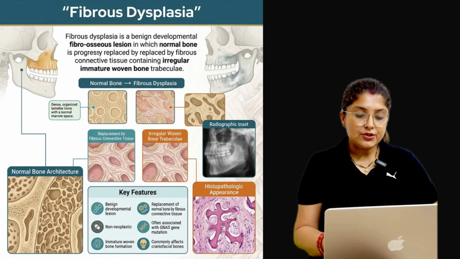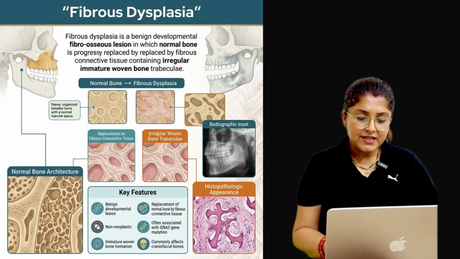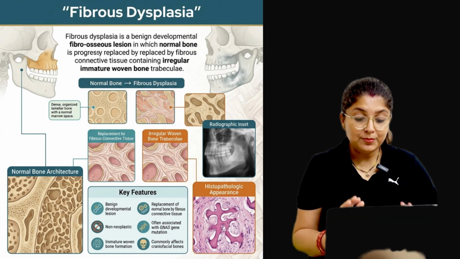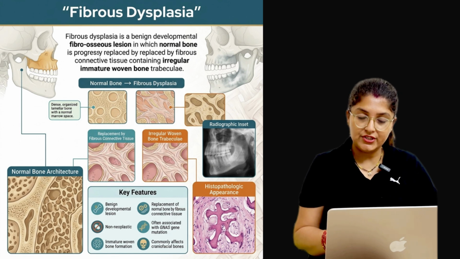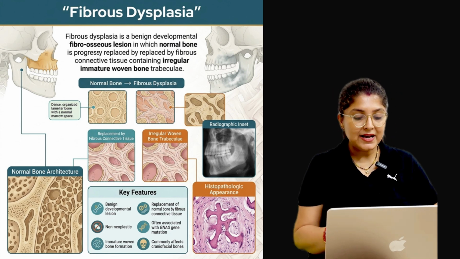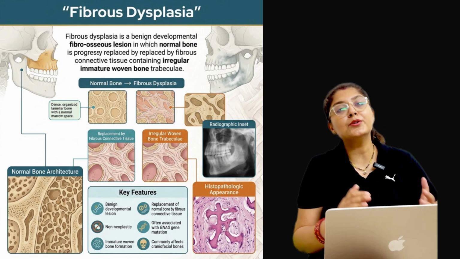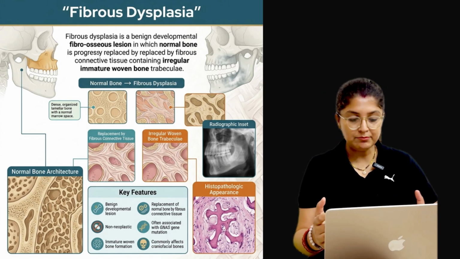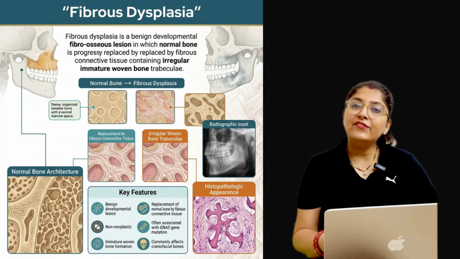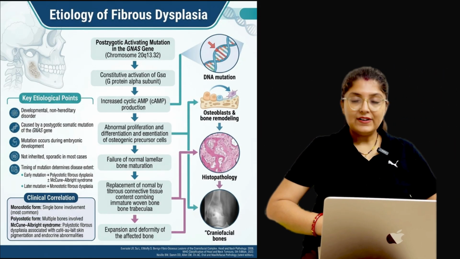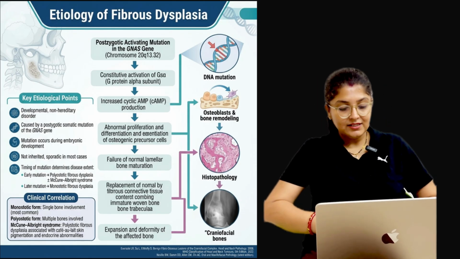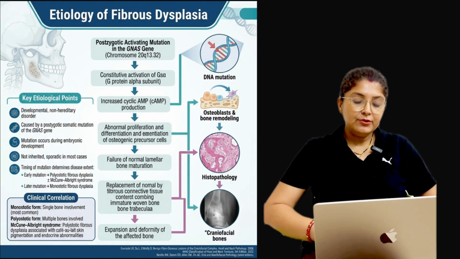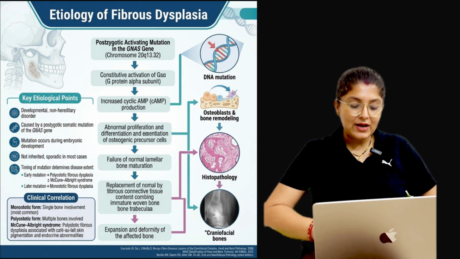Now according to Waldron, fibrous dysplasia is believed to be a non-neoplastic hamartomatous developmental lesion of bone of unknown origin, alright, and it is characterized by replacement of bone with fibro-osseous tissue. Okay, again very simple. Now this was the definition of fibrous dysplasia. Now let us talk about the etiology of fibrous dysplasia. So the exact etiology is unknown, but usually it occurs by the mutation in the GNAS1 gene, alright.